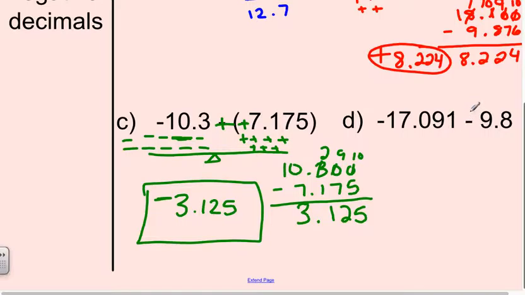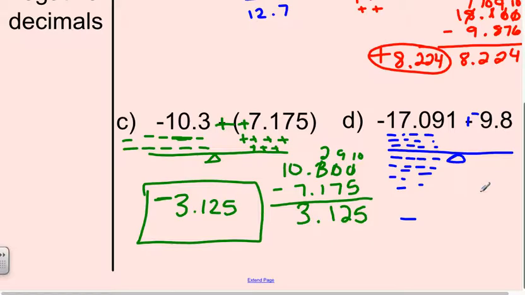Same idea here, but this negative sign is going to throw me off, so I'm going to add the opposite. Adding the opposite, I notice that if I made my scale, I would put 17 negatives over here. 1, 2, 3, 4, 5, 6, 7, 8, 9, 10, 11, 12, 13, 14, 15, 16, 17. And then I also have 9 negatives. Oh, okay. 1, 2, 3, 4, 5, 6, 7, 8, 9. Well, what happened? They're all negatives. So I know my answer is negative, and all I'm going to do is add those two numbers together.